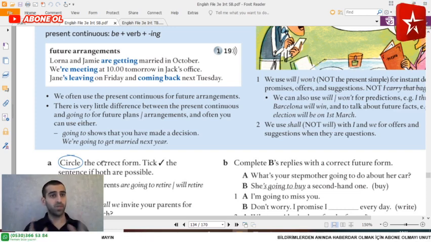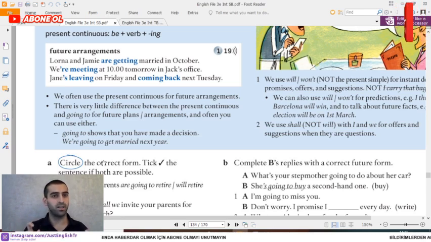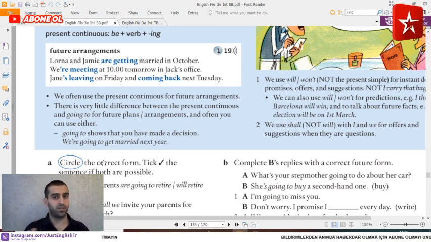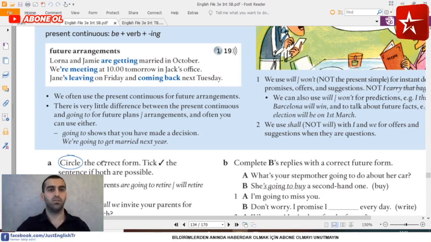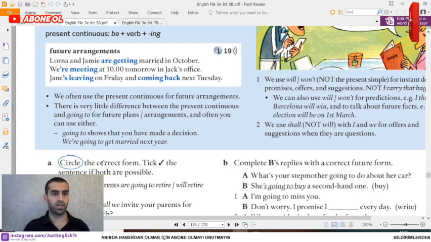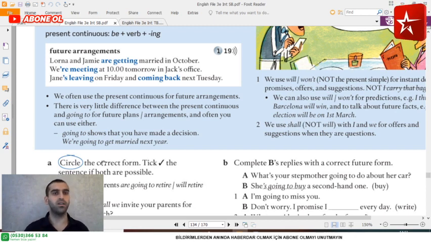And present continuous, as I mentioned before, we often use for future arrangements. There's a very little difference between present continuous and going to for future plans and arrangements, and often you can use either. It doesn't matter. Like I am going, he is coming. So how can we use present continuous? Be, am, is, are, plus verb plus ing.